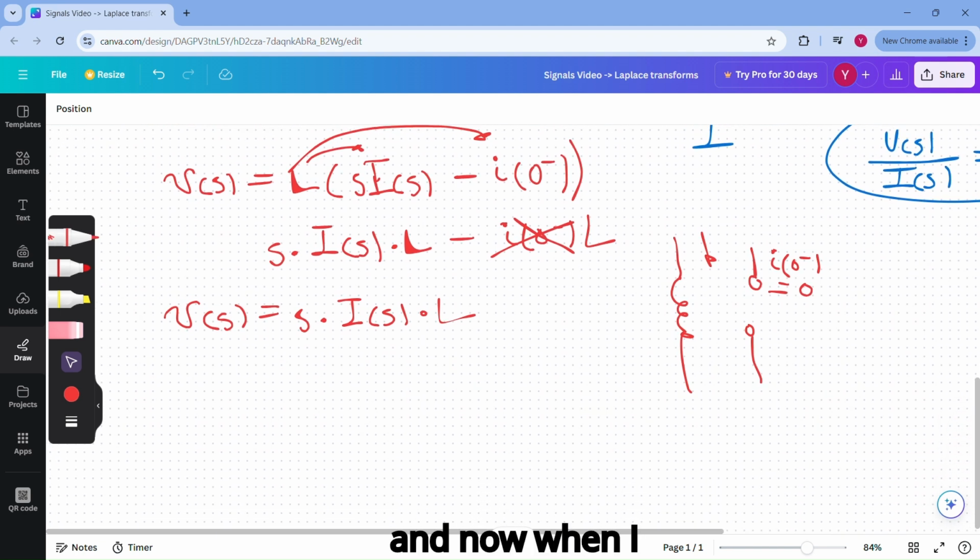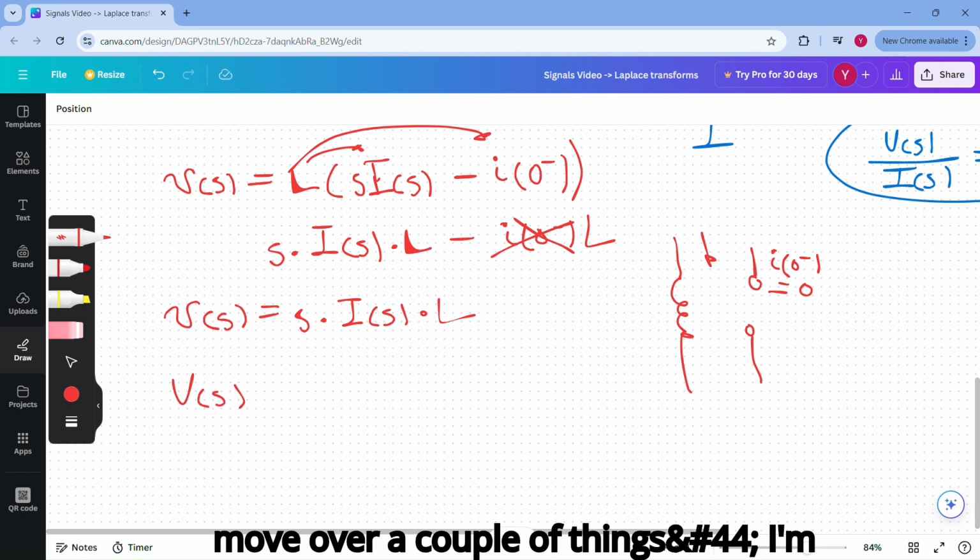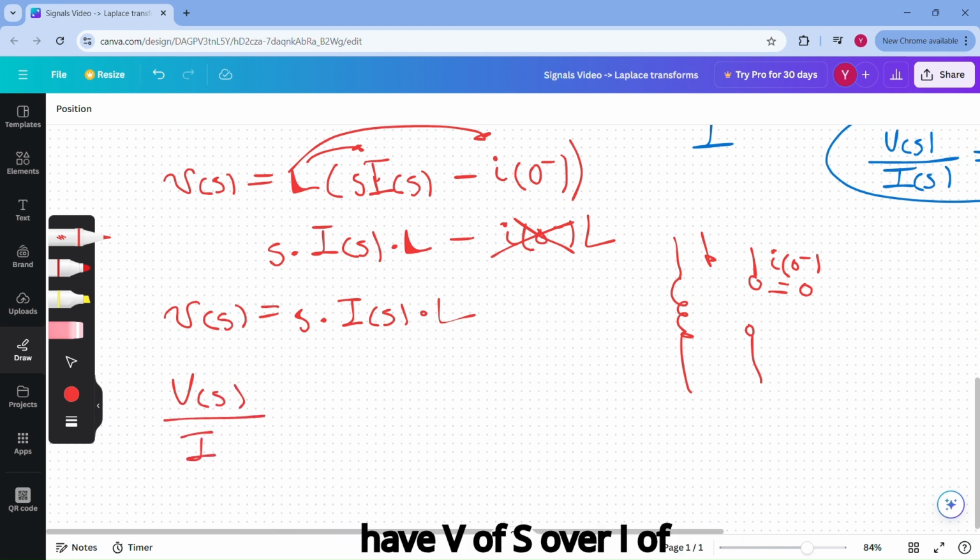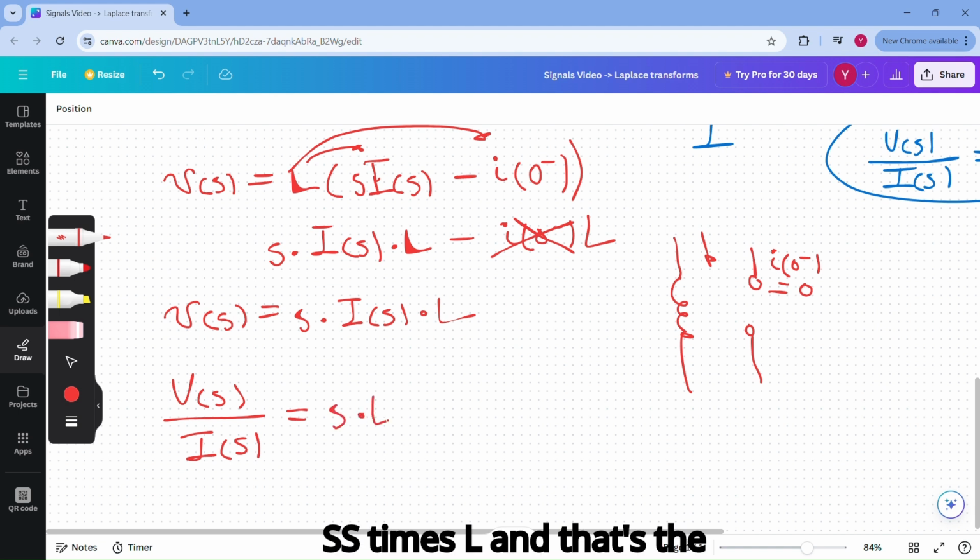And now when I move over a couple of things, I'm going to have V of S over I of S equals S times L, and that's the equation I see in my table.